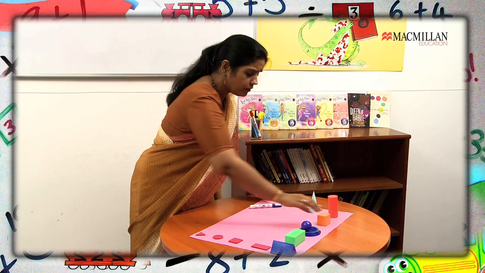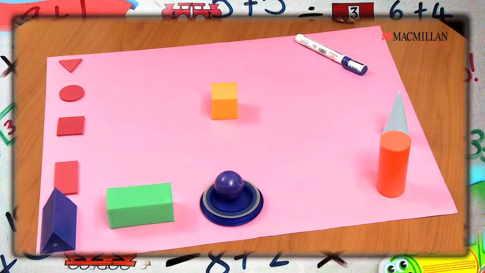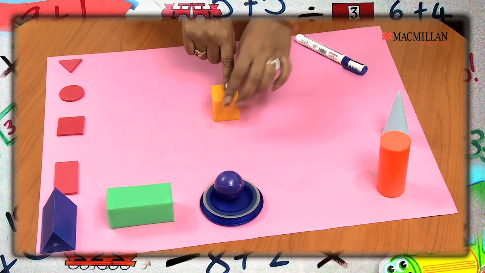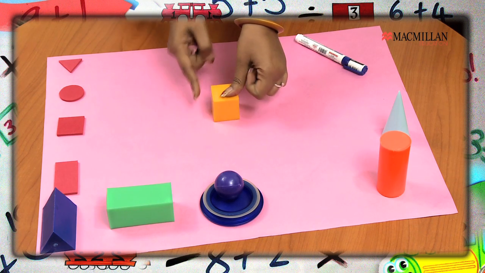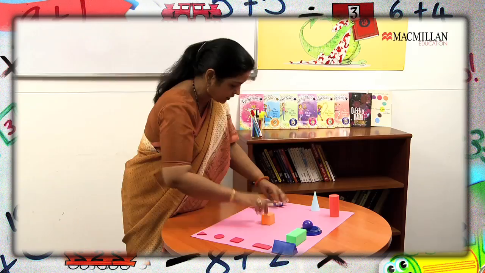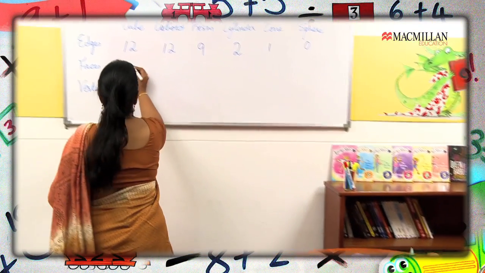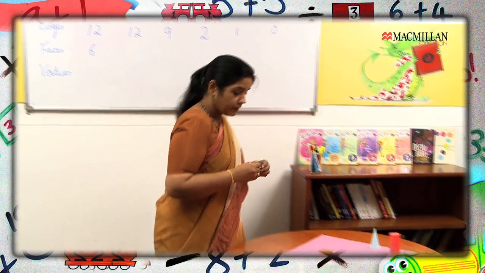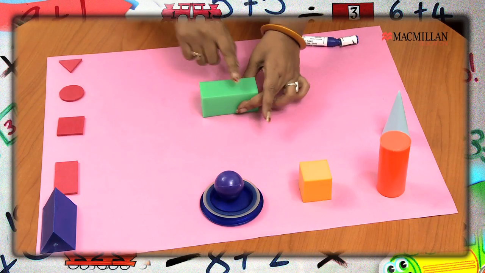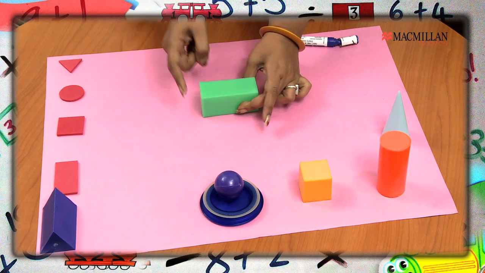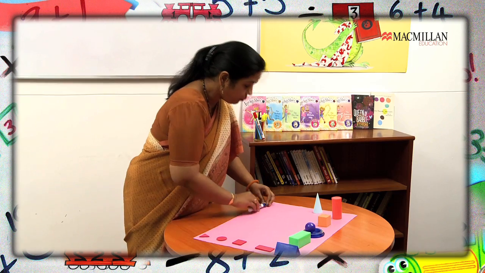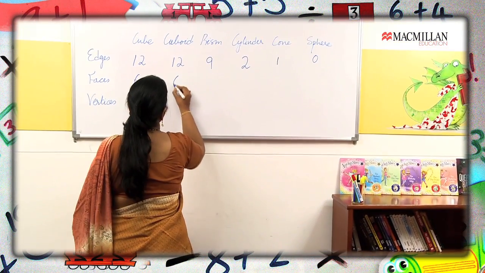Next we will talk about faces. Let's start with our cube again. This is a face. So let us start counting. Now you are good at it. 1, 2, 3, 4, 5 and of course one here 6. So a cube has 6 faces. Let's check out cuboid now. 1, 2, 3, 4, 5 and of course one here 6. So cuboid also has 6 faces.